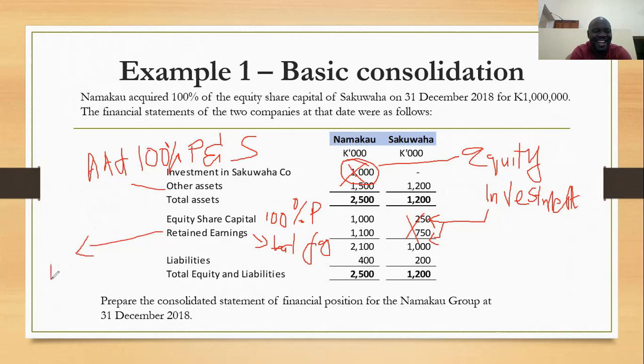But what it is actually, on the retained earnings, is the 100% from P plus what we call post-acquired profits. Attributable to who? Attributable to the parent company. So it's the post-acquired profits. Subsidiaries' post-acquired profits attributable to the parent company.